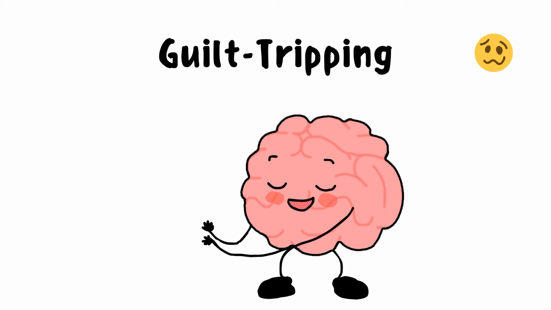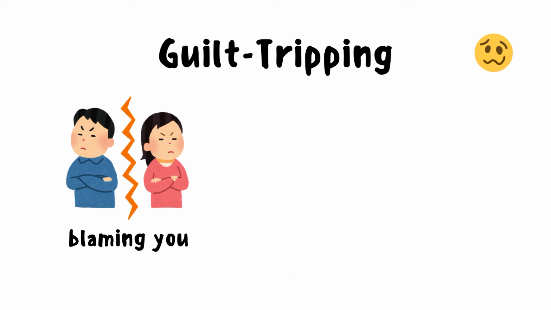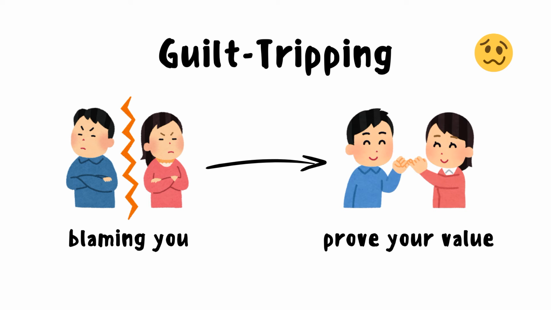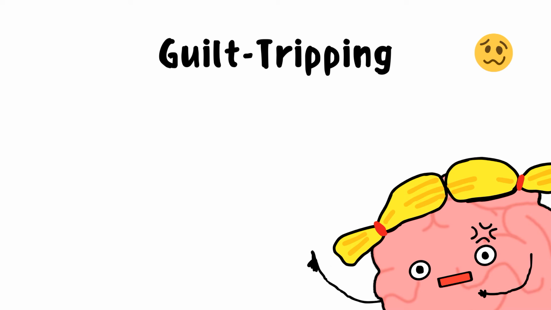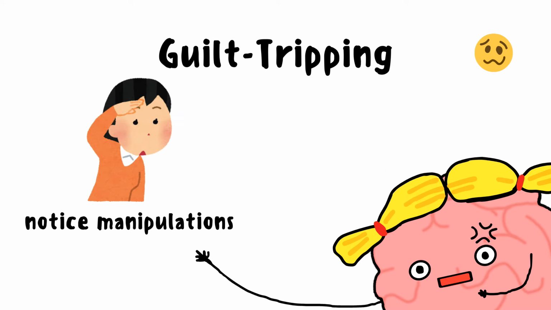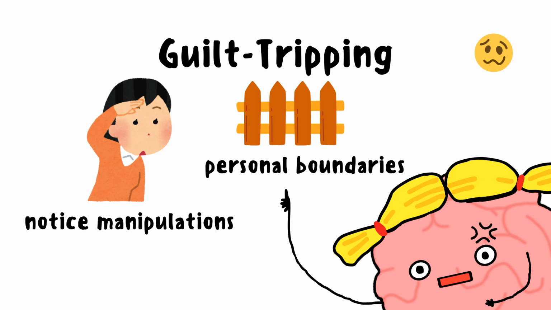Guilt tripping. To compel others to submit to their desires, manipulators often resort to this tool. This type of manipulation involves blaming you for absolutely every problem and failure, so that you try to prove your value and importance to the person in response. To combat such manipulations, it's important to notice the manipulator's attempts to make you feel guilty for setting boundaries or making independent decisions.